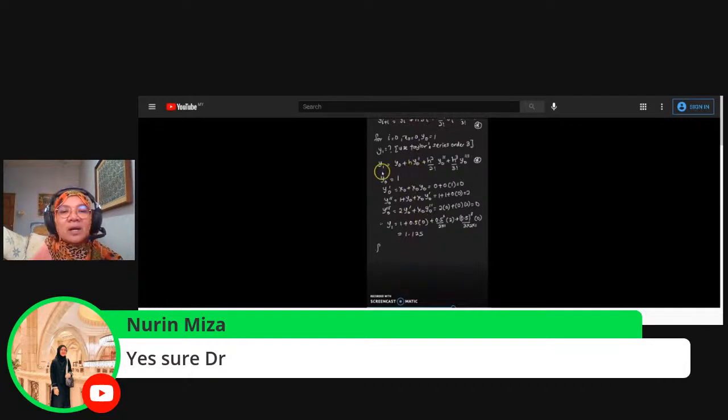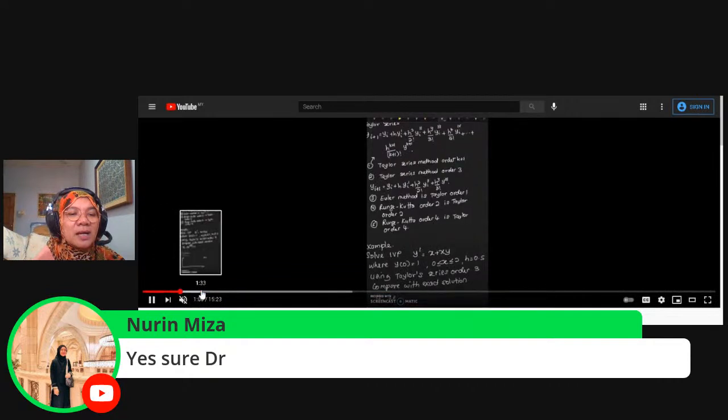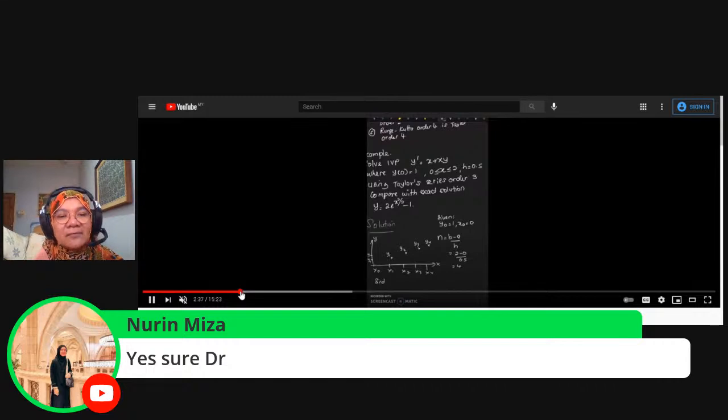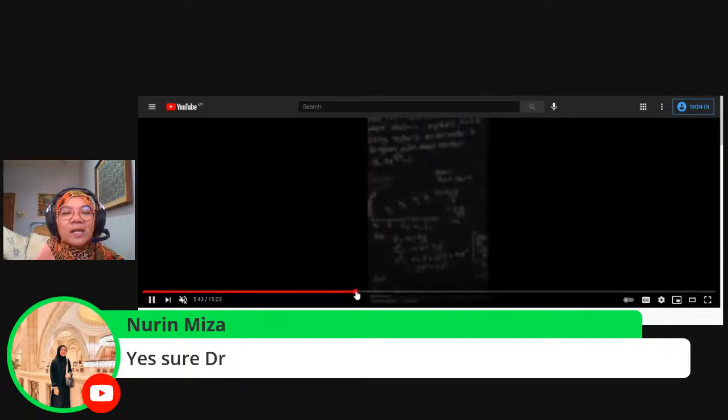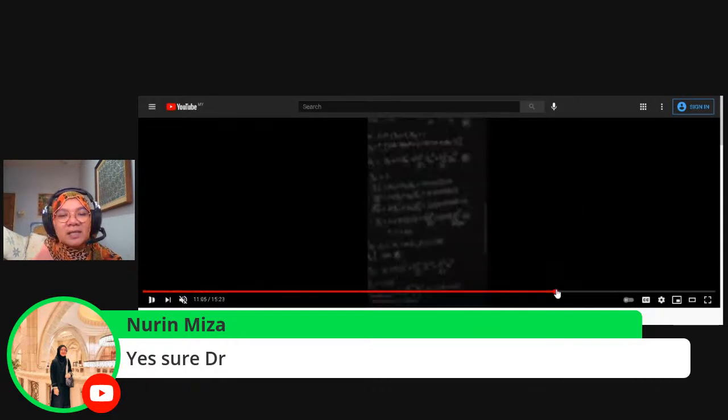Now, let's go to the graph. You can see at the graph that you already get the value y1. y1 is 1.125, and y naught is 1. So you already have a graph between y naught and y1. Now continue. That is considered iterative: the same step, you continue to get y2.